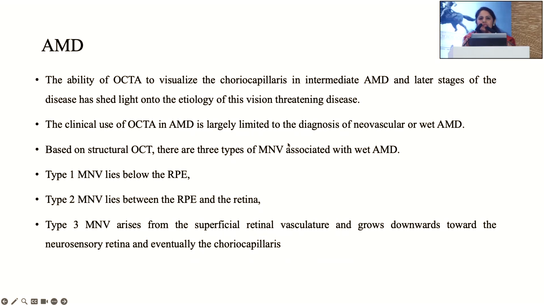In AMD, the role of OCTA has been invaluable because it can image the deeper layers better. The ability of OCTA to visualize the choriocapillaris in intermediate AMD and later stages of disease has shed light on the etiology of this disease. Based on OCTA, we classify, as you all know, by location, whether it is type 1, type 2, type 3, depending on whether it's sub-RPE, between the retina and the RPE, or coming from above.